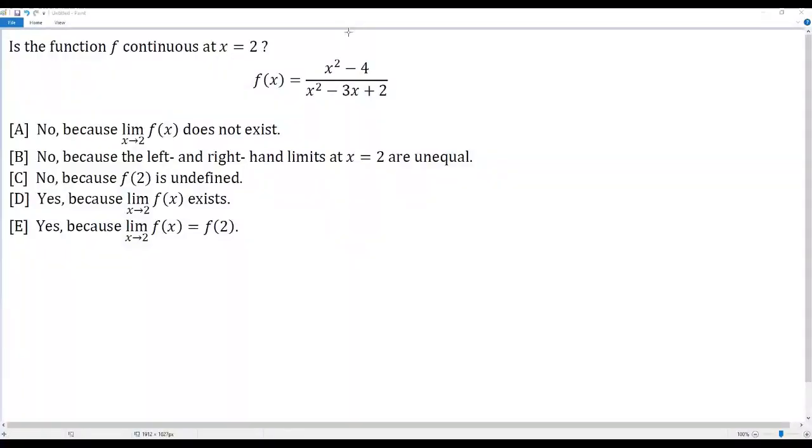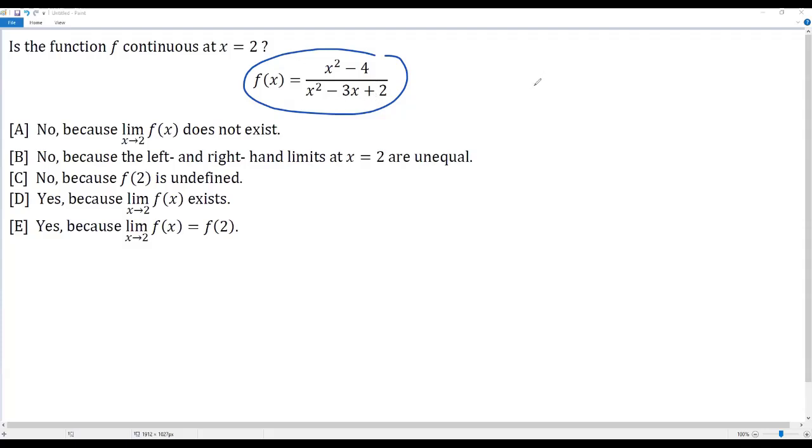Here we have a pre-calculus problem. Okay, let's go to the question. Is the function f continuous at x equals 2? So there is a function given over here. That is f of x equals (x squared minus 4) over (x squared minus 3x plus 2). So we have to check whether the function f of x is continuous at x equals 2.